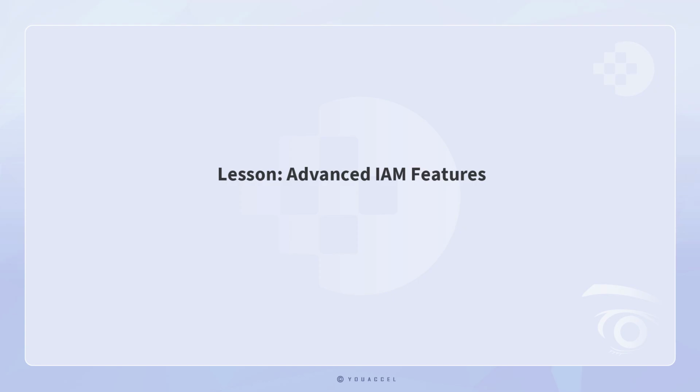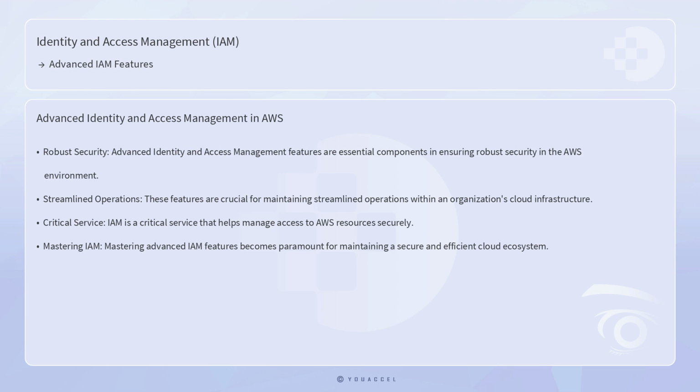Lesson: Advanced IAM Features. Advanced identity and access management features are essential components in ensuring robust security and streamlined operations in the AWS environment. IAM is a critical service that helps manage access to AWS resources securely. As organizations increasingly rely on cloud infrastructure, mastering advanced IAM features becomes paramount for maintaining a secure and efficient cloud ecosystem.